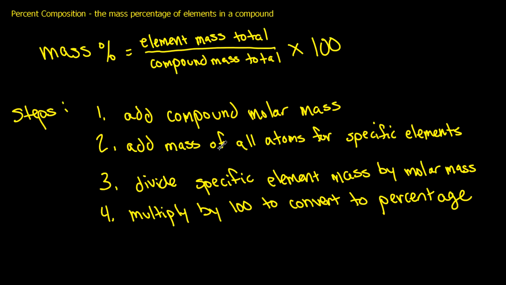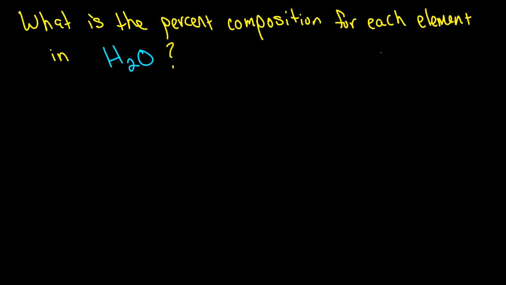It's all fairly simple, but we'll do a couple example problems just to give you an idea of what we're doing. Now sometimes these questions may be worded differently. In this case, I'm asking for each element. Sometimes the question may ask for a specific element or elements. In this case, we're looking for all of them. And we're going to be looking for the percent composition of each element in H2O.